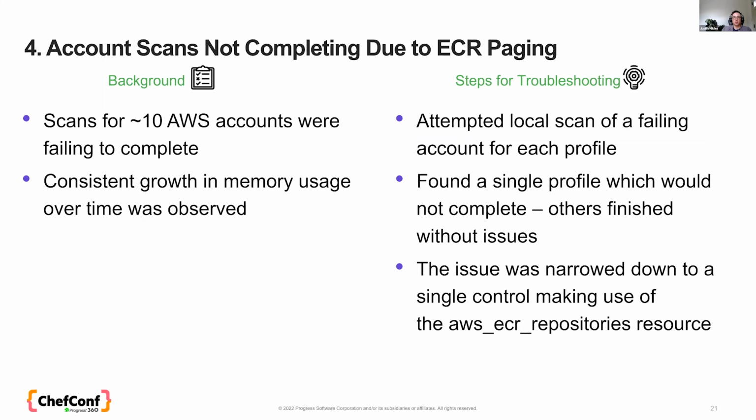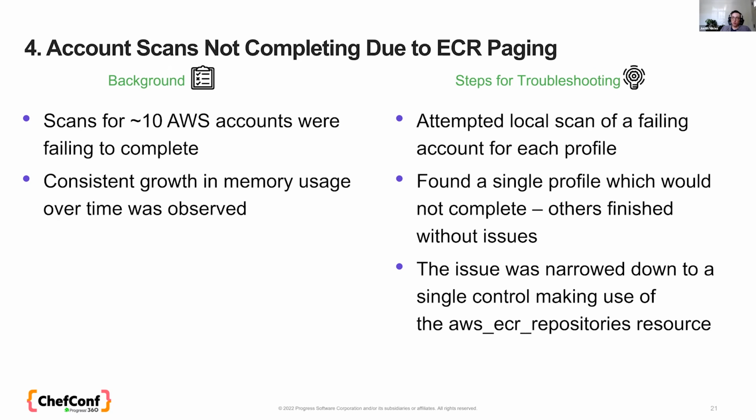We have this queue of accounts waiting to be scanned, and about 10 accounts or so were just sitting in that queue, not getting picked up, or they were getting picked up, but they were just never completing. And we also observed that there was consistent growth in memory allocation over time. So we would have this memory allocation build up and continue building up until it really led to some issues in performance.